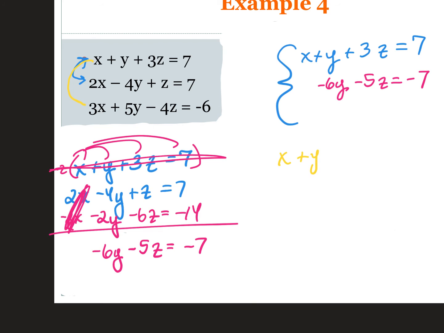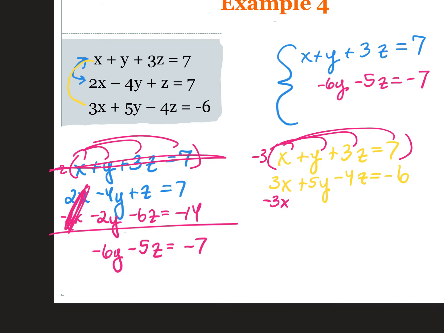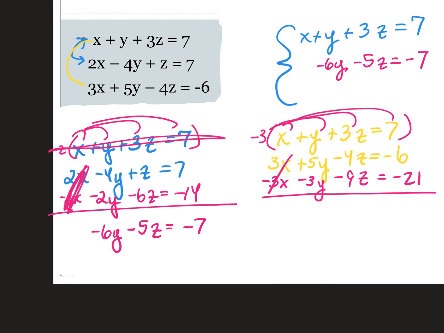So x plus y plus 3z equals 7, and 3x plus 5y minus 4z equals -6. If I want x's to cancel out, what am I multiplying my top equation by? Perfect, -3. We're going to distribute all the way through. So -3x minus 3y minus 9z equals -21. Everybody with me? Okay, good. So my x's cancel out. I'm left with positive 2y minus 13z equals -27.